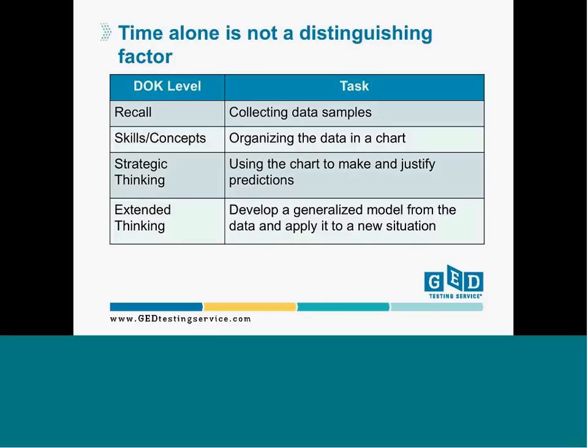Time alone is not a distinguishing factor in determining the DOK level of an item, because quite honestly, many times people say, oh, the higher the DOK level, or, when we're looking at DOK 3, it's going to take longer in order to do other things. But we're taking a look at this particular one. If we're collecting data samples, that's at level DOK 1. That's probably going to take more time than organizing that information into a chart. So it's not just about time, but rather the level of complexity of the different items that we're working with.